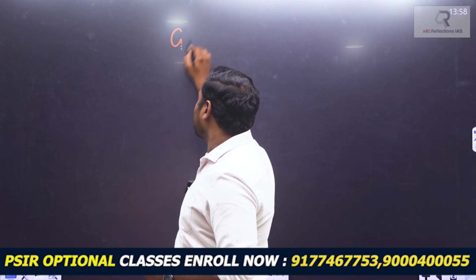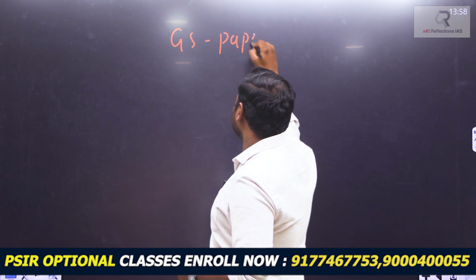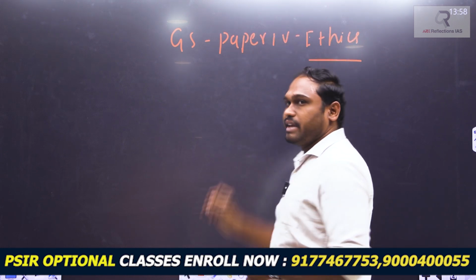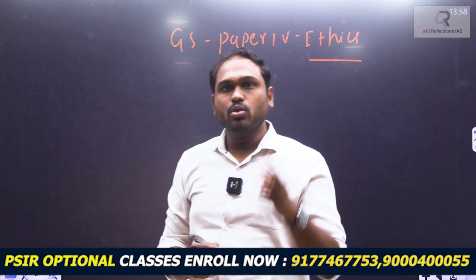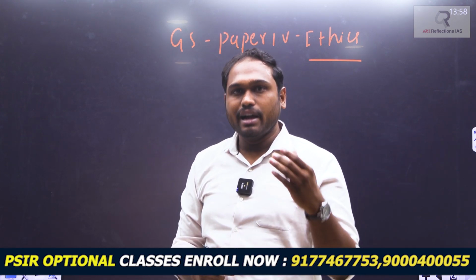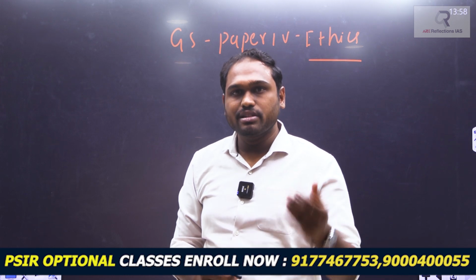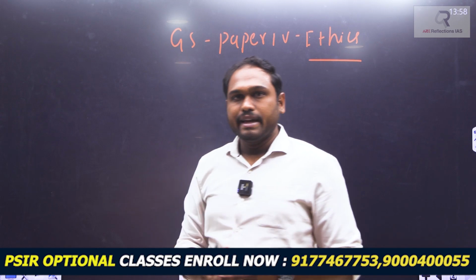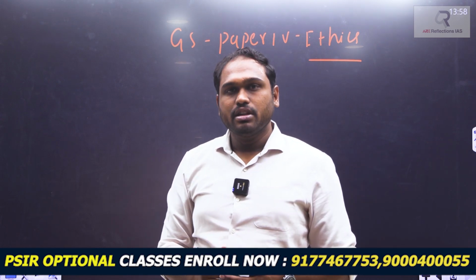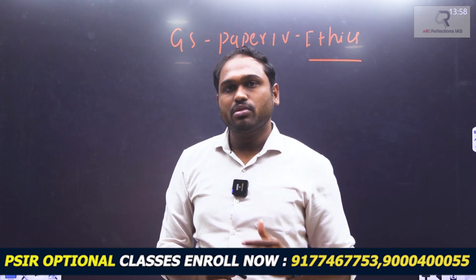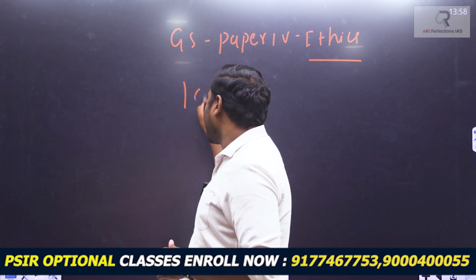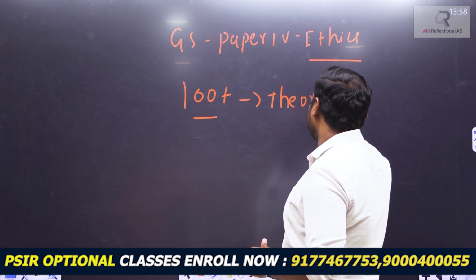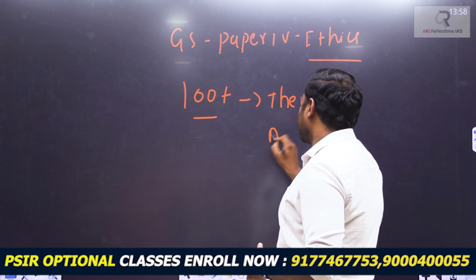If I go to GS paper 4, ethics. In GS paper 4 ethics, there are two components. One component is answering questions. Directly questions are asked and the answers you have to write in descriptive format. Besides that, case studies. If I exempt the case studies, the questions we write in GS paper 4 ethics, at least 100 plus marks, are theoretical in perspective, theoretical and application of the theories.